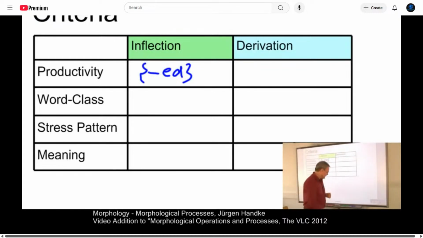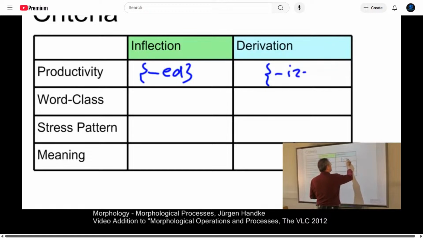If by contrast we look at, let's say, the affix ize, which turns a noun into a verb, standardize, we run into trouble if we take other nouns like lizard. Lizardize, well, that is hardly possible. So standardize works, but lizardize does not work.